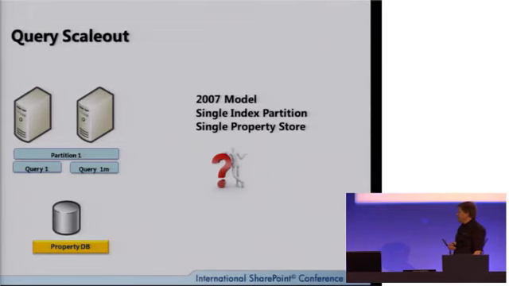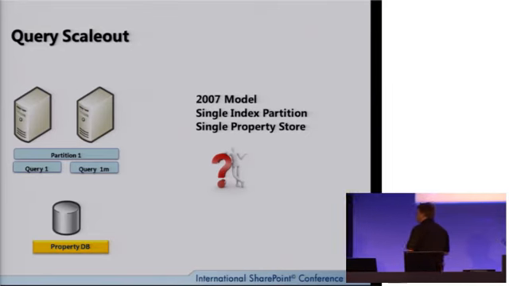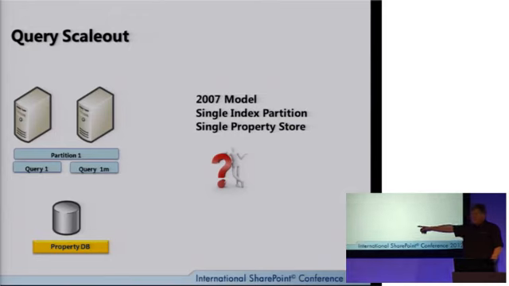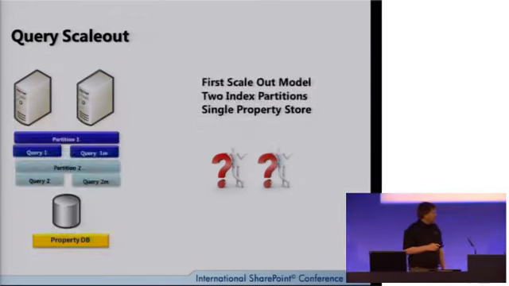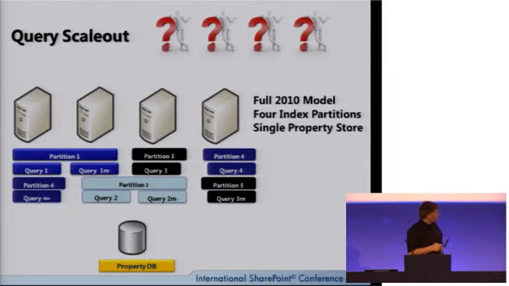In terms of scale out then, we can go from our default build, which is the 2007 typical model, with a single index partition and a single property store. So in 2007 speak, that would be our search DB. And then we've got our single partition, which would be our query servers. And then we can scale it out to 2 partitions, again on 2 physical machines in this case. We can go even bigger, so we can start to spread loads.